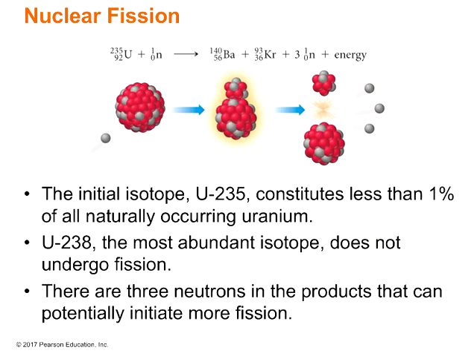Now again, note that there are 3 neutrons in the products, and so those neutrons could go on to bombard other uranium atoms and cause more fission events. So we'll talk later about chain reactions that can occur here.